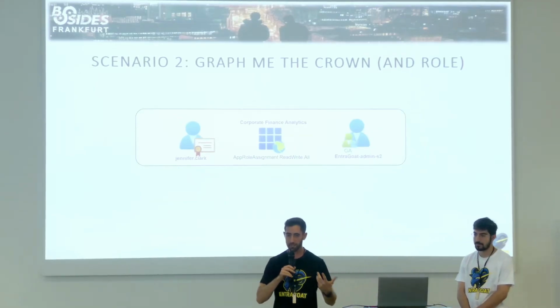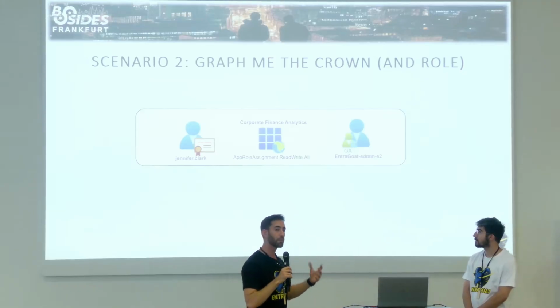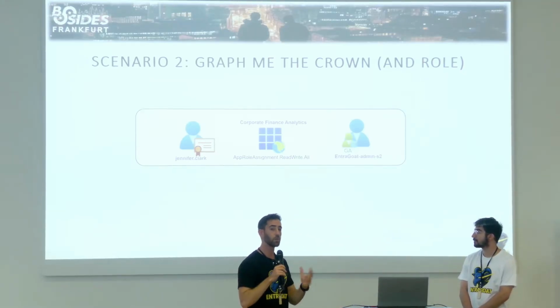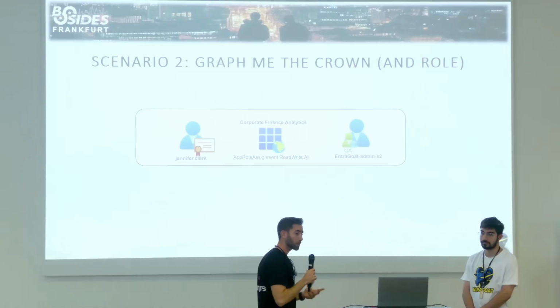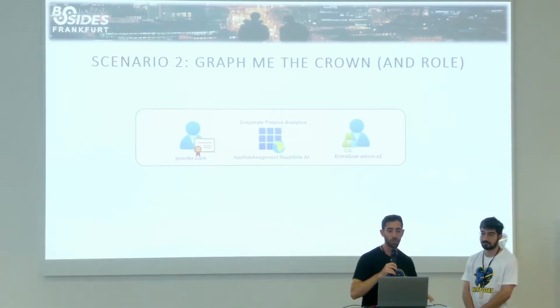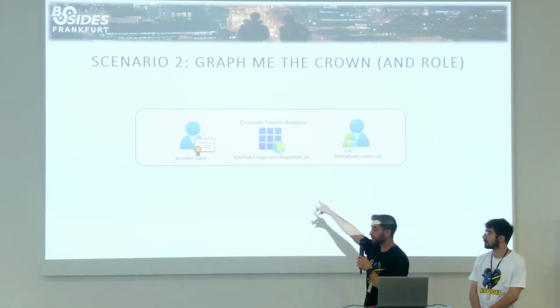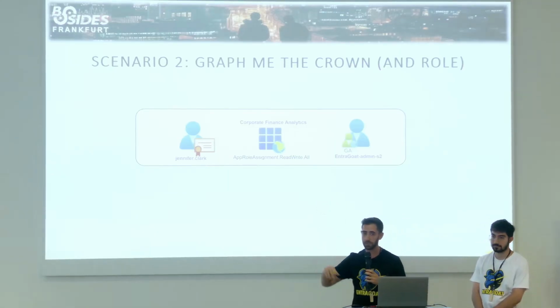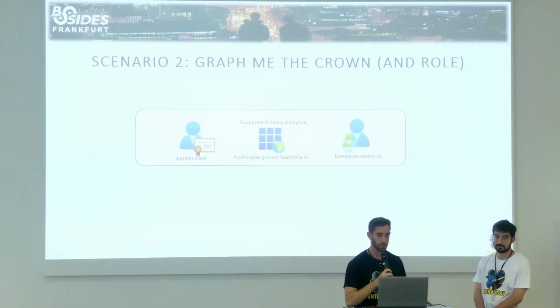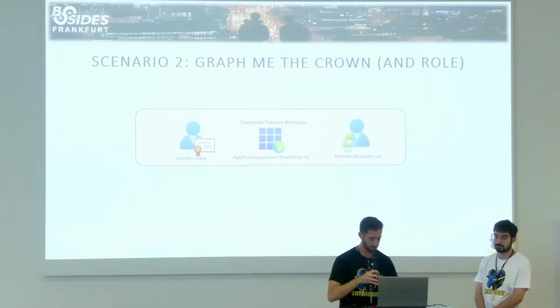The next scenario, again, very, very simple. You're getting a certificate, and you're asked to find which identities belong to this certificate. You enumerate the environment, and you find out that it belongs to the Corporate Finance Analytics application. And if you remember the role permission we saw earlier in the Mitiga report on how Microsoft got breached by APT29, this is the exact same scenario, guys.